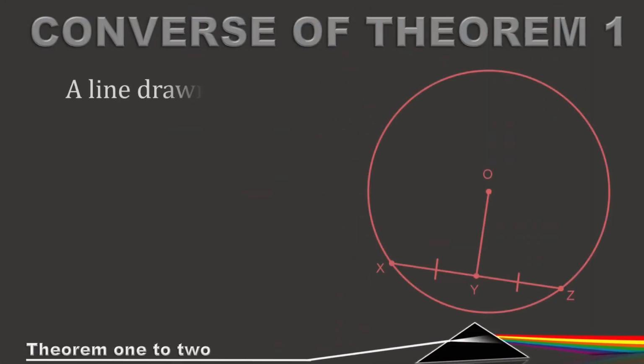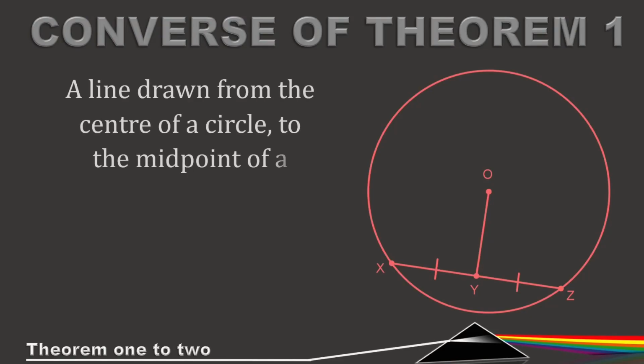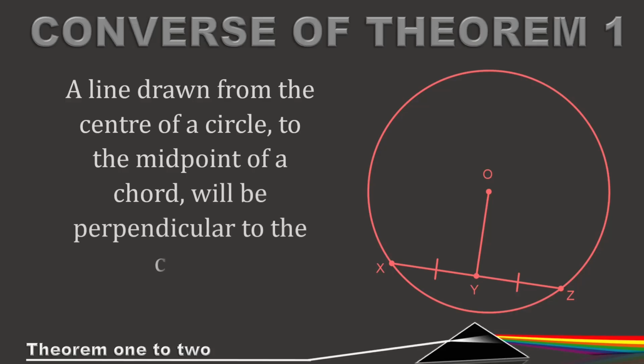Then going on, the converse of theorem 1. The converse states that a line drawn from the center of the circle to the midpoint of a chord will be perpendicular to the chord. So in theorem 1, we saw that if the line is perpendicular, it means it's going to bisect the chord. In this case, we say that if it's bisecting the chord, the line will be perpendicular.